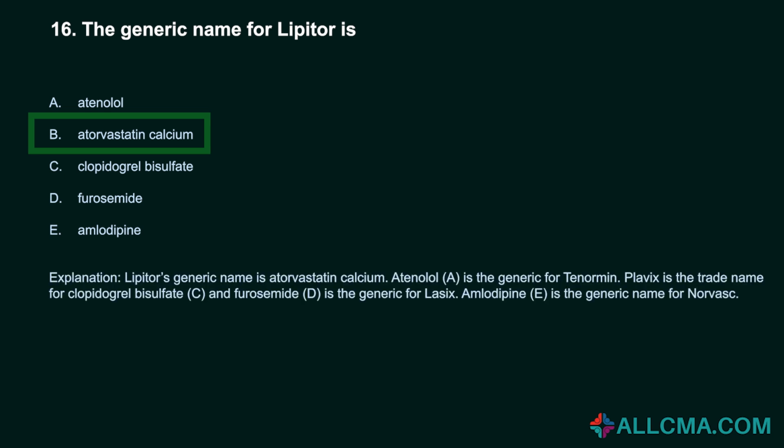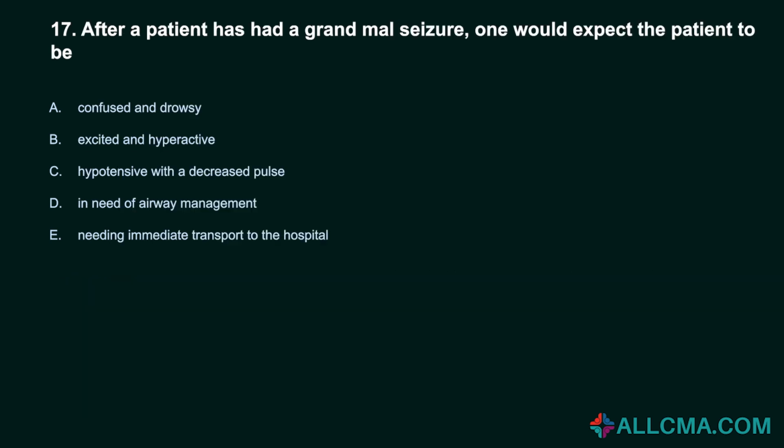Lipitor's generic name is atorvastatin calcium. Atenolol, A, is the generic for Tenormin. Plavix is the trade name for clopidogrel bisulfate, C, and furosemide, D, is the generic for Lasix. Amlodipine, E, is the generic name for Norvasc.